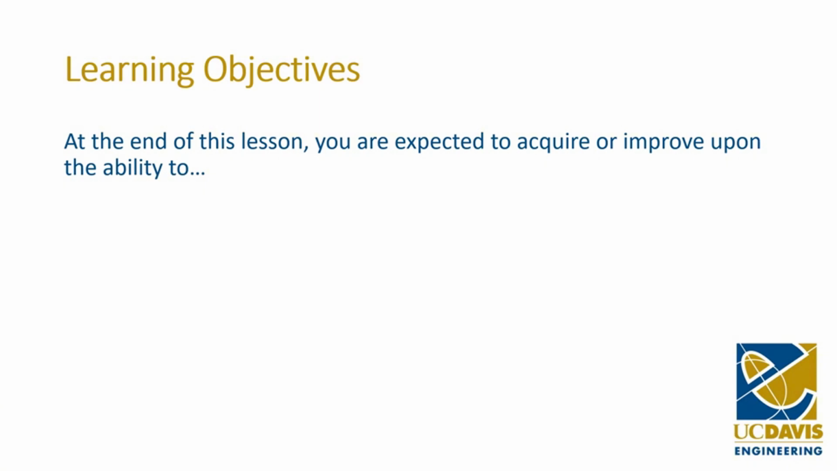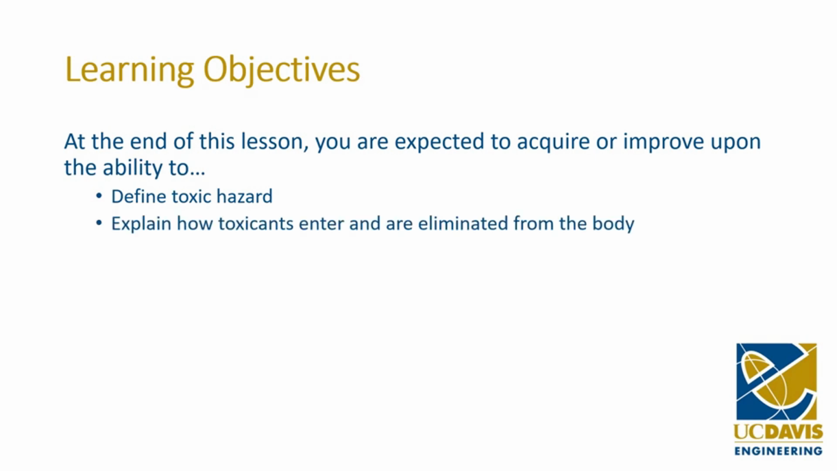In this lesson, we learned about toxic hazards. We looked at the definition of a toxic hazard and learned that there are two components: the toxicity of the agent and the means by which it is introduced to subject organisms. To that second part, we looked closely at how toxicants can enter the body and how they are eliminated from the body. Coming up, we'll look at dose versus response curves.